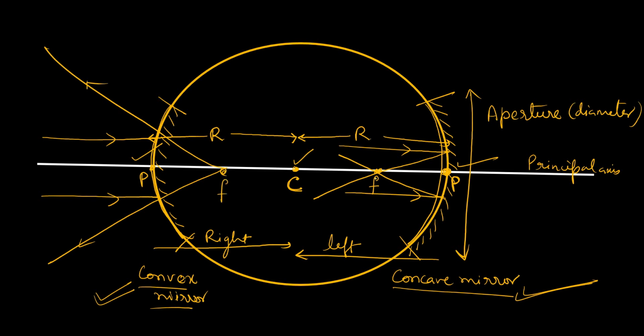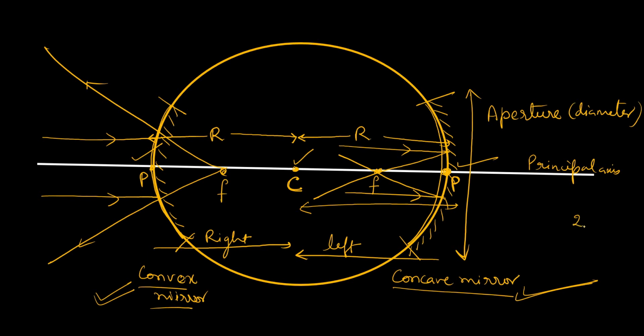So what is principal focus? Principal focus is a point on the principal axis where a parallel beam of light rays, after reflection, converge to or appear to diverge from. So principal focus is a point on the principal axis. Principal focus is the midpoint of the line joining the center of curvature and the pole of the mirror.